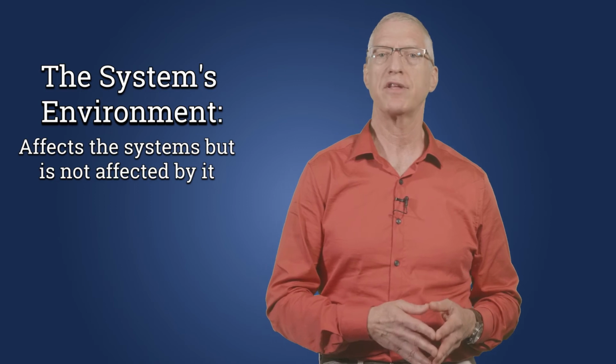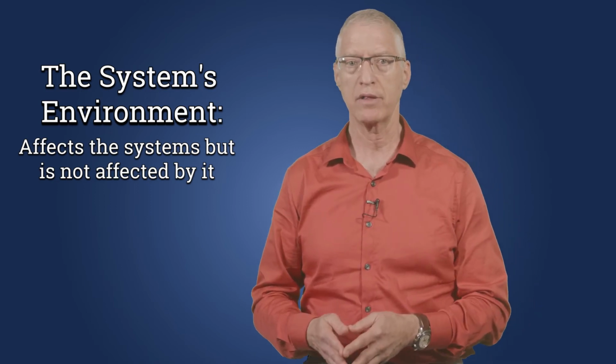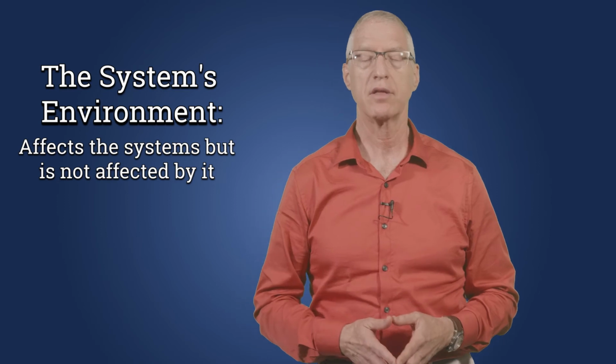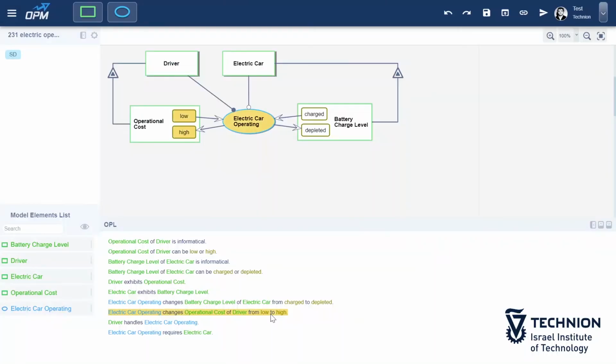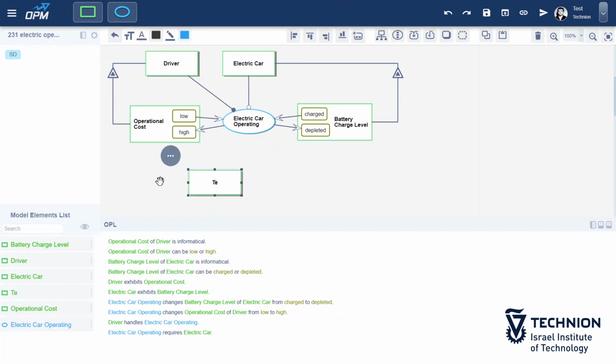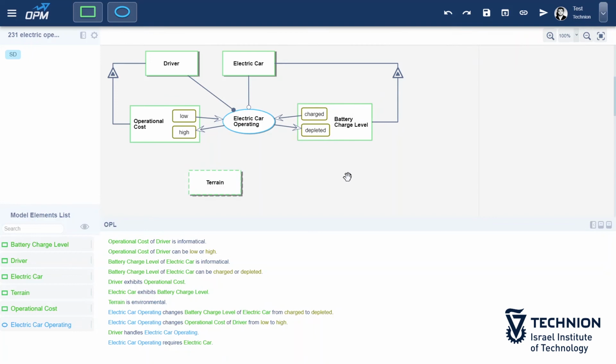Let's examine the SD of the electric car driving system model and add to it the two environmental objects, terrain and regulation set. These are the elements of the system's purpose. These are the main function elements. And here are the enablers of the main process. Now let's add to our model the object terrain, which is physical as well as environmental. And now we will add regulation set as an informatical and environmental object.